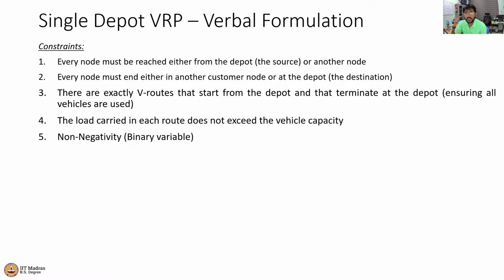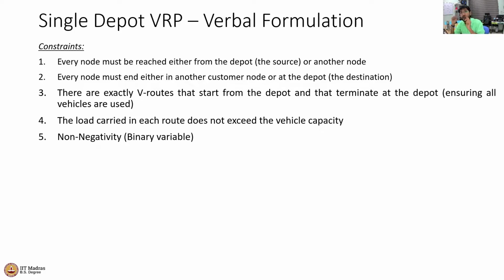So the first constraint is that every node must be reached either from the depot or from another node, right? I have a depot as my starting point, so all the vehicles must start from there, or they must have been in a location, and from that location they should go to a different one. This constraint is basically telling us all the vehicles must start from zero. The second thing is that all the vehicles must come back to the starting point, and their starting point is always going to be zero. So if a vehicle is in a different location, from that location they should either go to a different location or they must come back to zero.